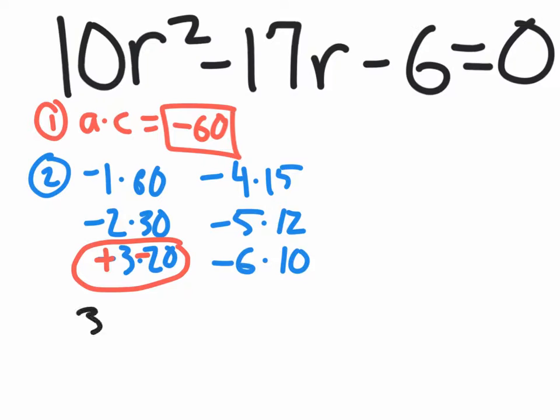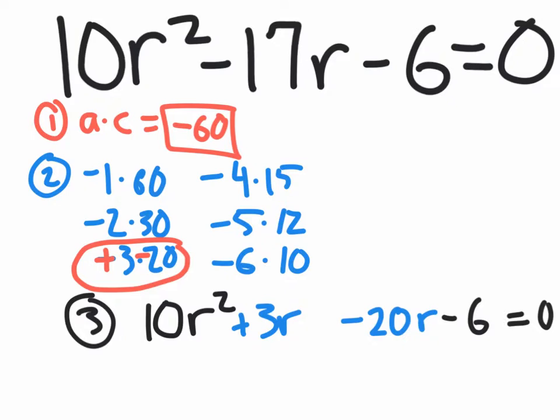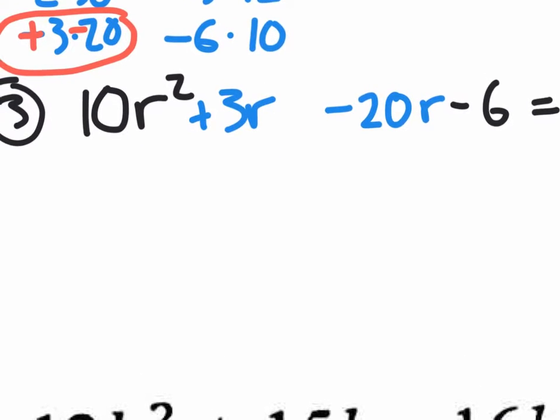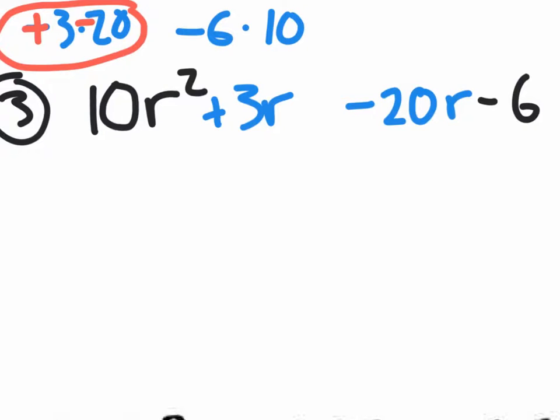Step 3 is to rewrite your quadratic equation. But instead of 3 terms, you're going to make it 4 terms. There it is, 4 terms instead of 3 terms. After all, 3r minus 20r is negative 17r. So it's the same exact equation. Now let me focus in on this 4-term equation, and let me ignore the equal 0 right now. Let me factor by grouping.